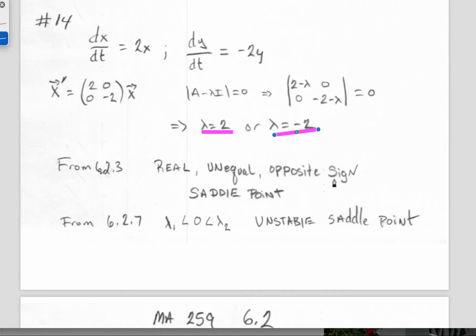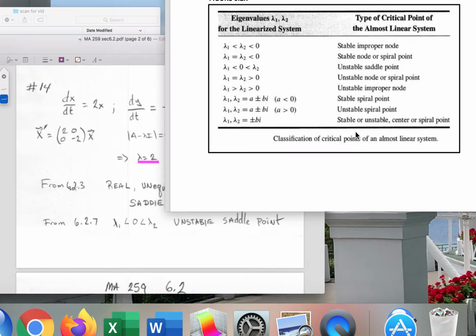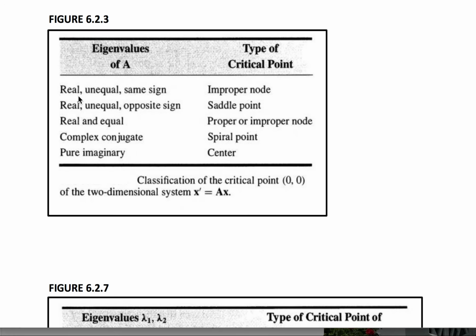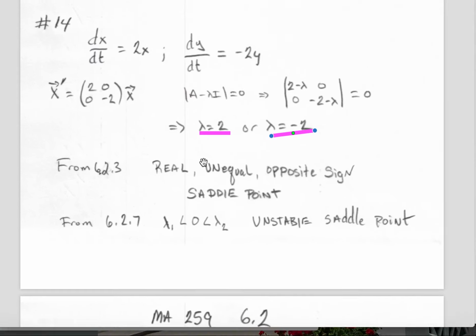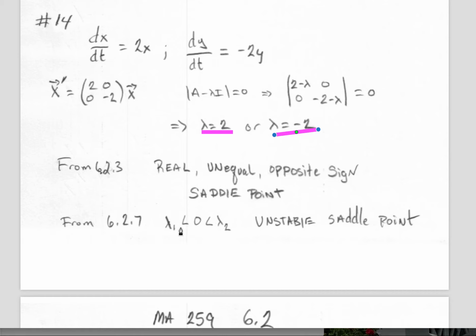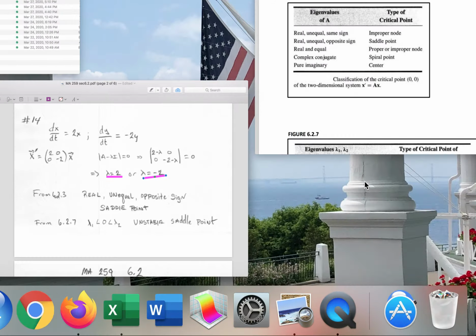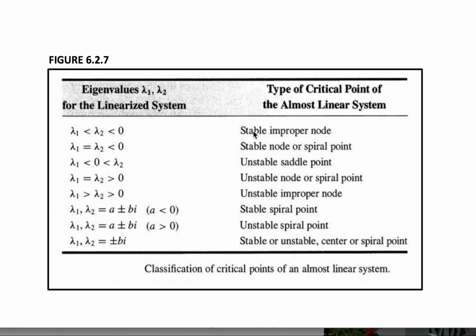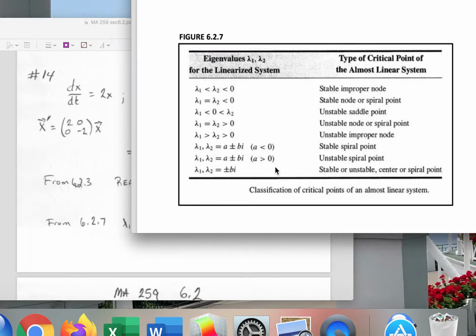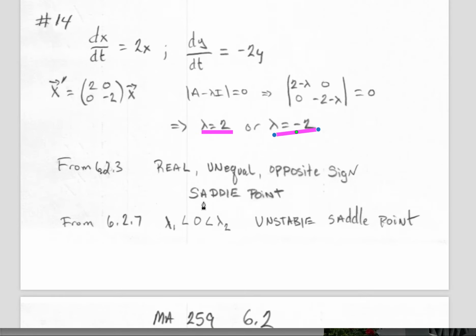So these are real, unequal, opposite signs. And when I look at the table, real unequal opposite signs tells me I have a saddle point. If I look at my other table, I have lambda 1 is less than 0 and lambda 2 is bigger than 0, and that tells me I have an unstable saddle point. So when I look at these charts, I can tell some information about what my phase plane is going to look like.